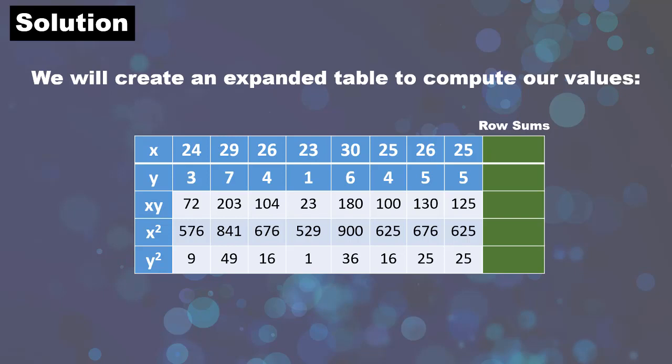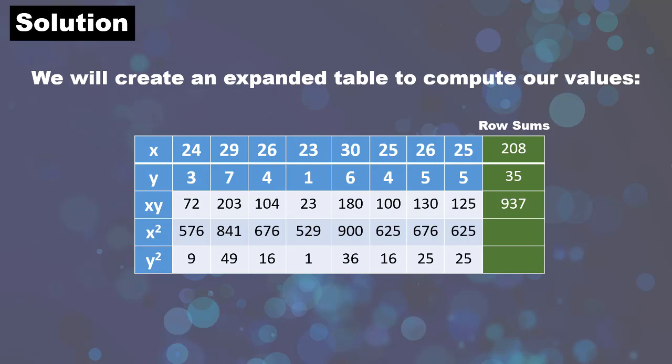Then we need to get the sum of the x's, the sum of the y's, the sum of the x times y's, the sum of the x squareds, and the sum of the y squareds. When we add up all of our x's, 24, 29, 26, 23, 30, 25, 26, and 25, those all add up to 208. When we add up our y's, 3, 7, 4, 1, 6, 4, 5, and 5, those add up to 35.